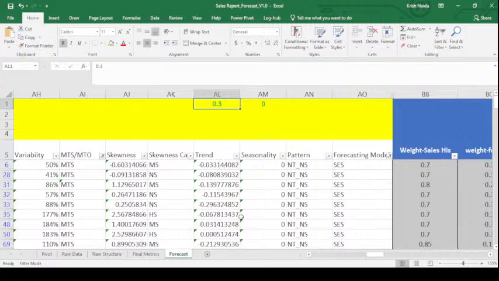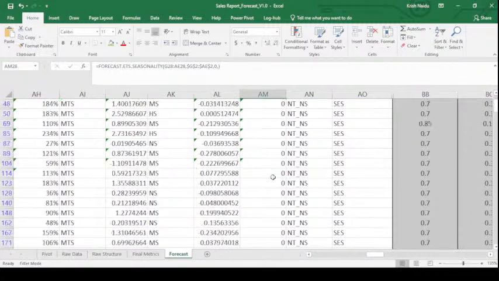Similarly, I am using a formula called FORECAST.ETS.SEASONALITY to calculate the seasonality aspect. How much seasonality do we have in this data? Is it a seasonality of 2 months, 3 months, 4 months, or 6 months? What is the seasonality we have here? So we will also compute the seasonality.